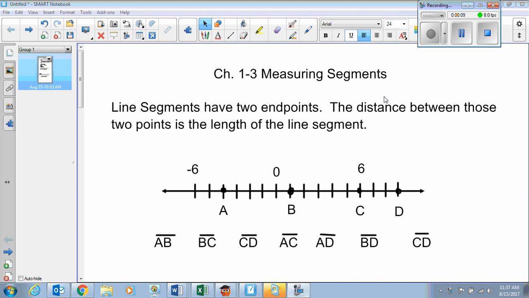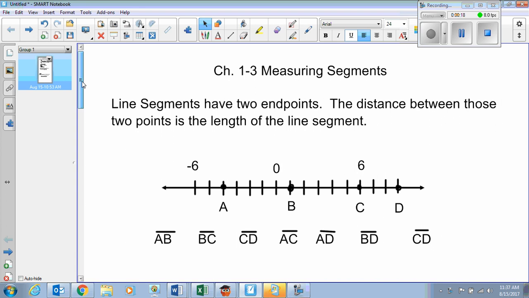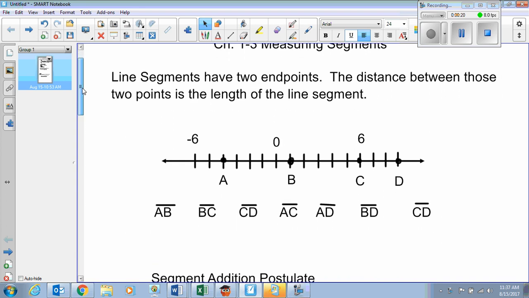Today we're going to be talking about Chapter 1.3, measuring line segments. Line segments have a beginning and an end, or two endpoints, is a way to think about it. They can actually be measured. Where lines can't be measured, segments can be measured. So let's jump into this and look at how we can measure a segment.